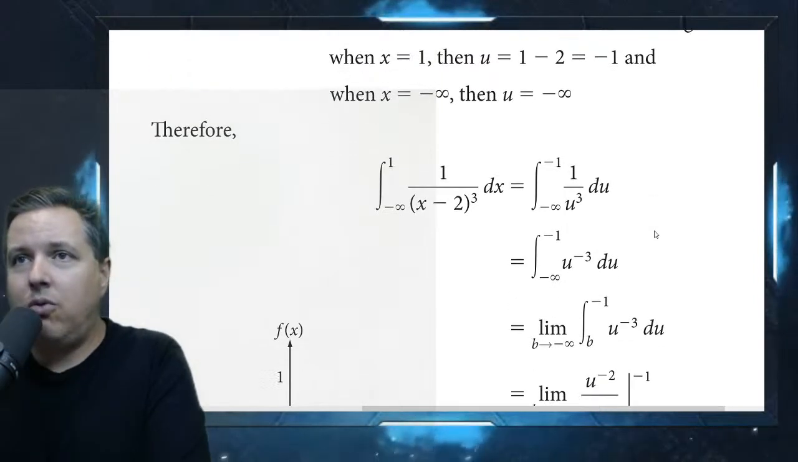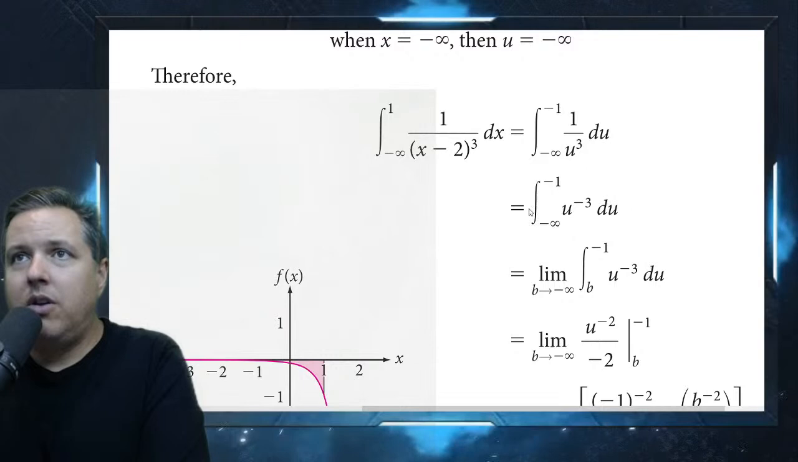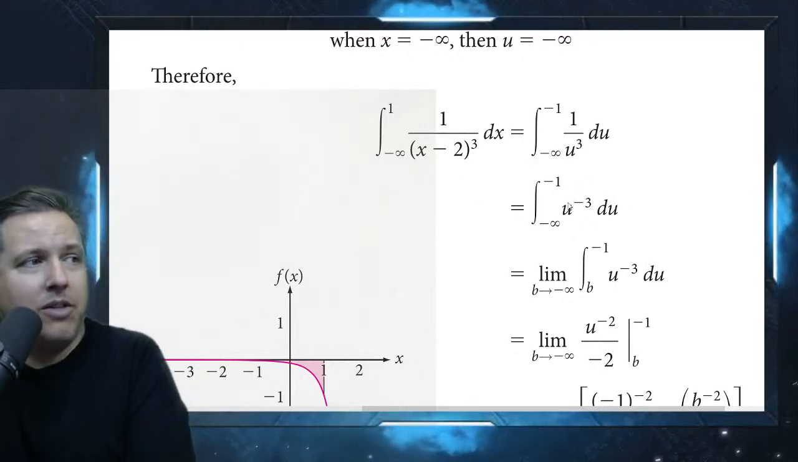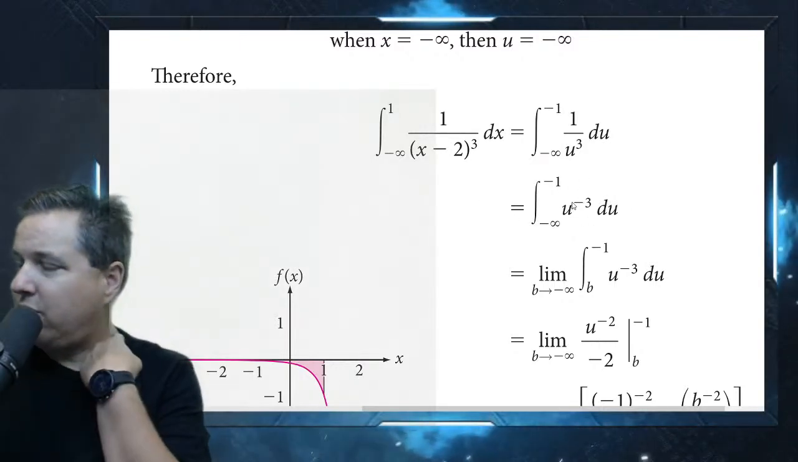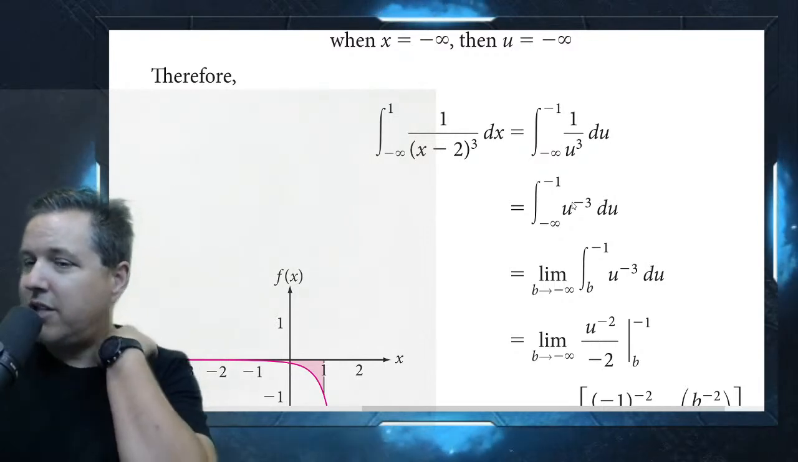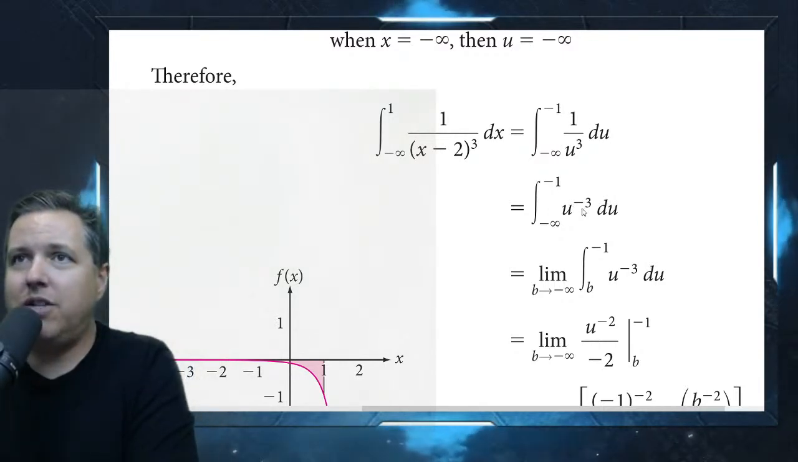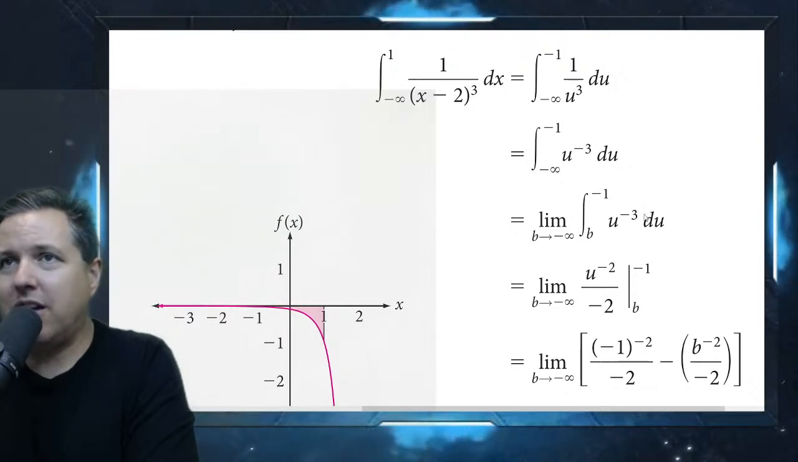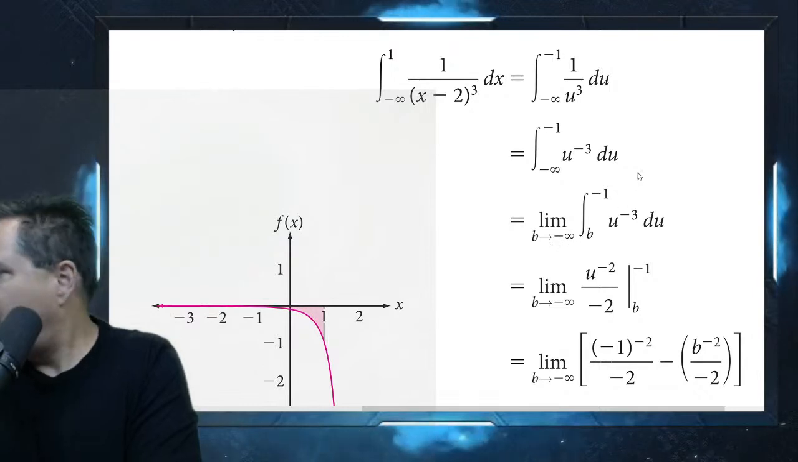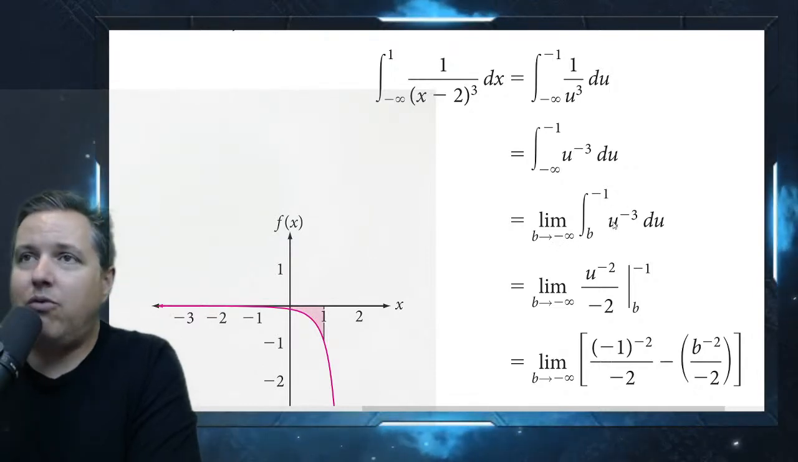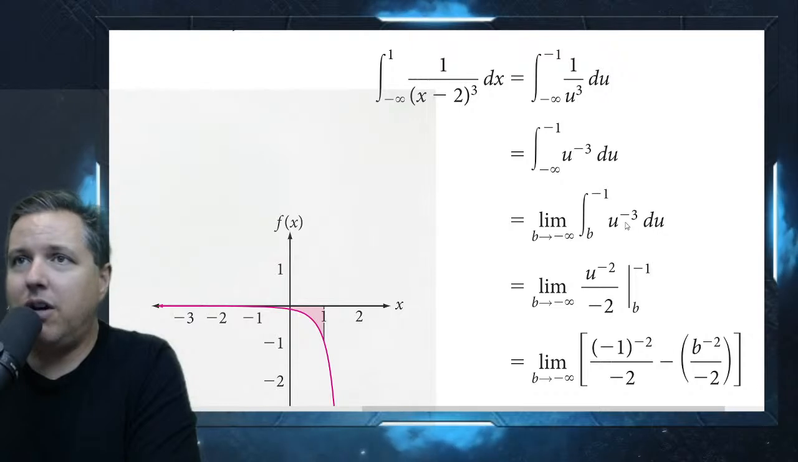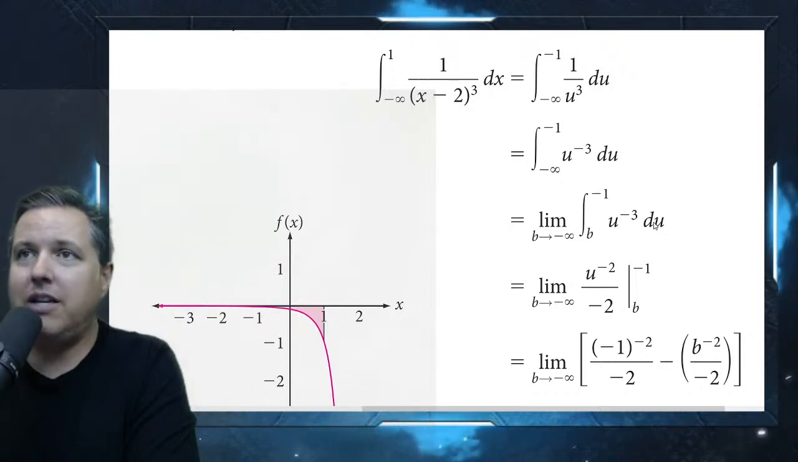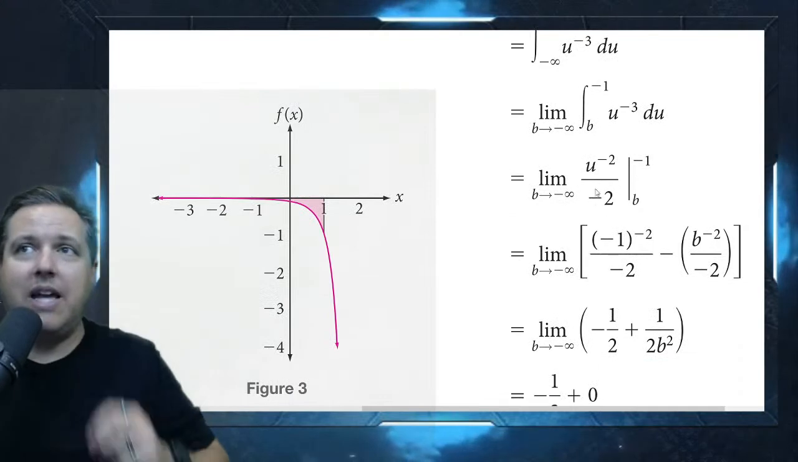Right, so then again, we put it in terms of the exponent because most of our calculus rules are written in terms of what to do with an exponent. So we write it as u to the negative 3. That's what 1 over u cubed means. And then we make this conversion that I just talked about a second ago to the limit as b goes to negative infinity of the integral from b to negative 1, u to the negative 3 du. Now here we take the integral, right?